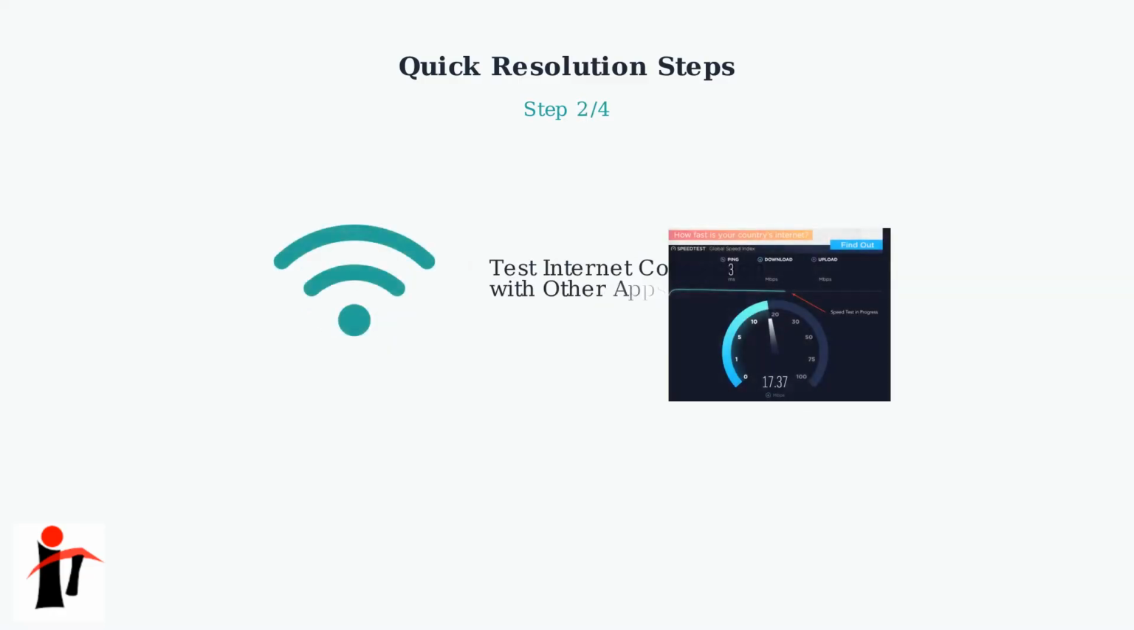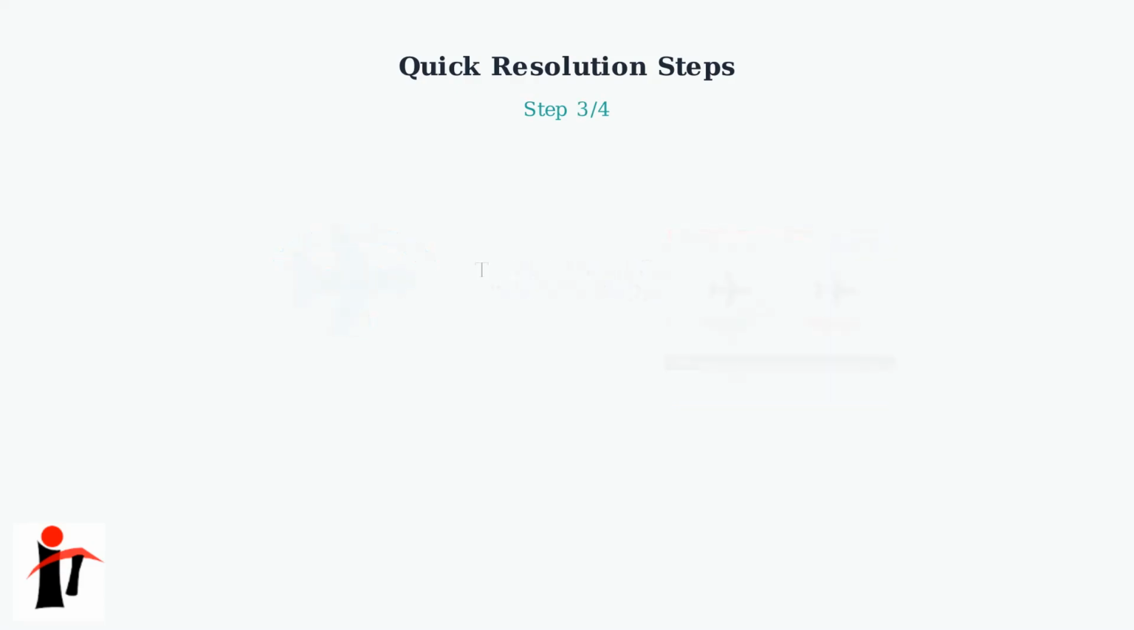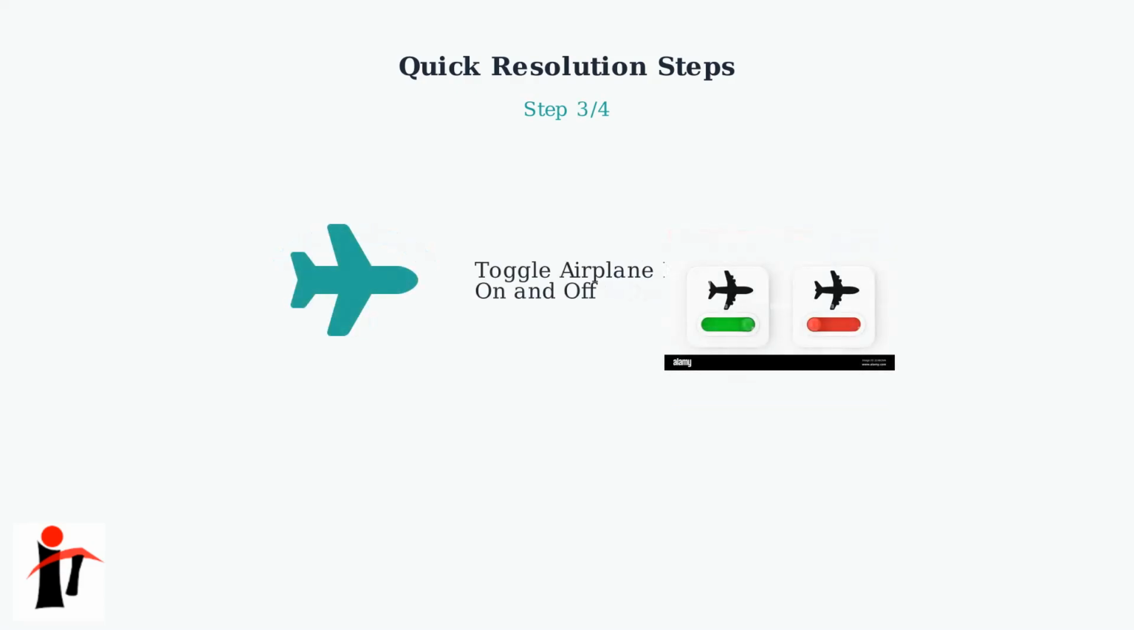Step 2. Verify your internet connection is working by testing other apps or running a speed test. This confirms whether the issue is truly network-related or app-specific. Step 3. Toggle airplane mode on for a few seconds, then turn it back off. This forces your device to reconnect to the network and can resolve authentication token issues.